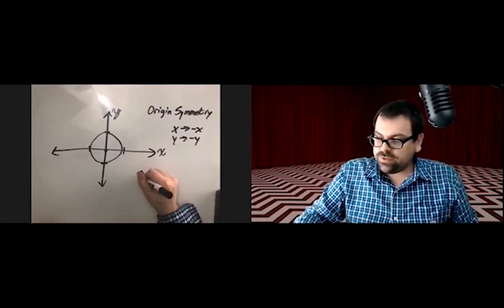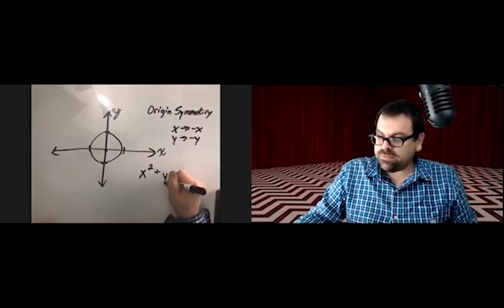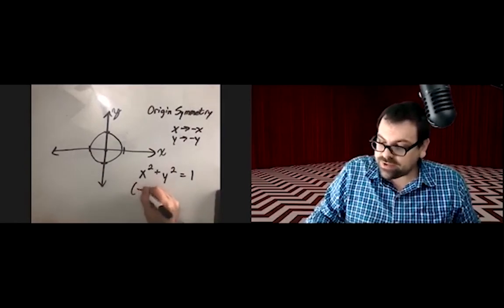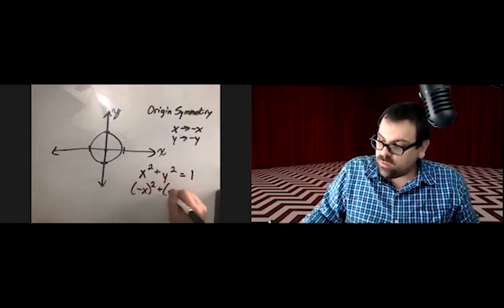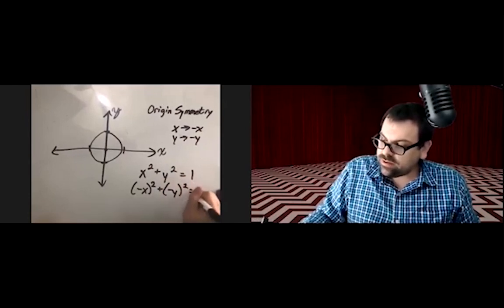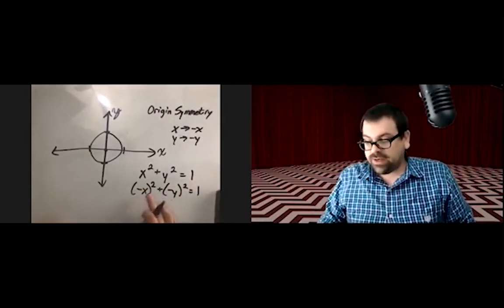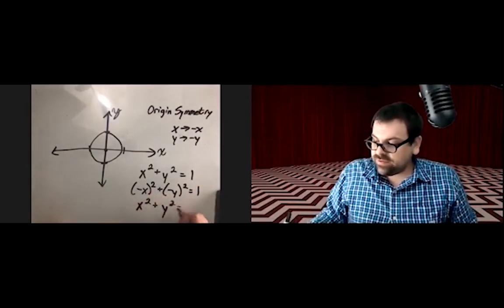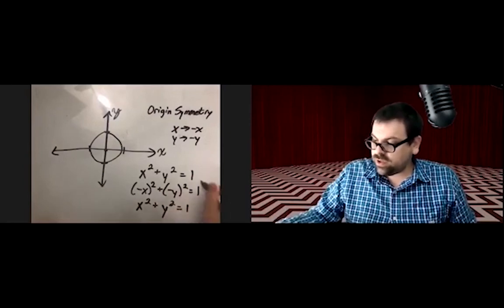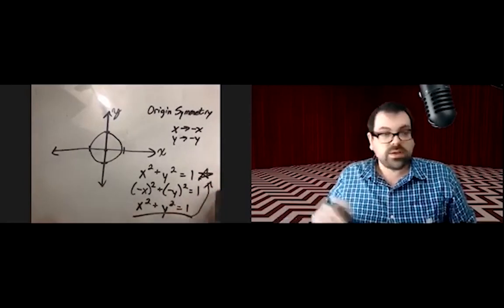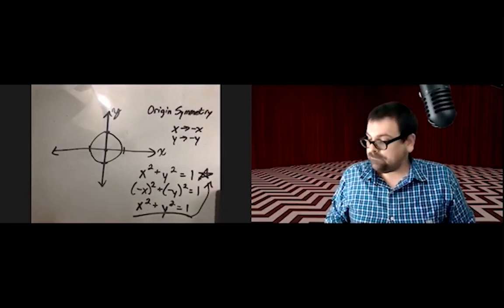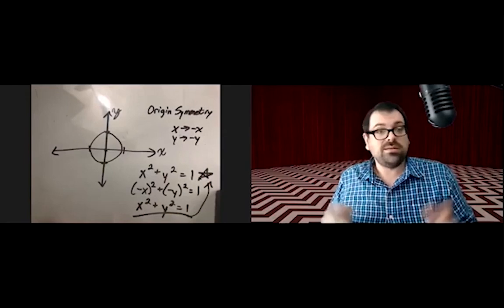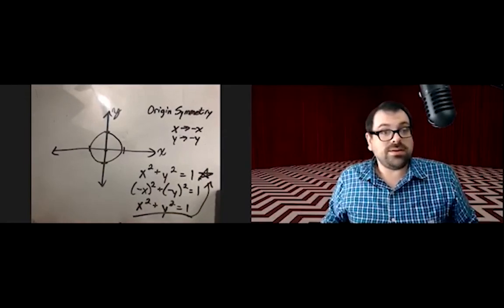Here, if we use the same equation we've been using, and we replace x with negative x and y with negative y, a negative squared is positive, a negative squared is positive. We do get the original back. So this does have origin symmetry. Great. What does it mean?